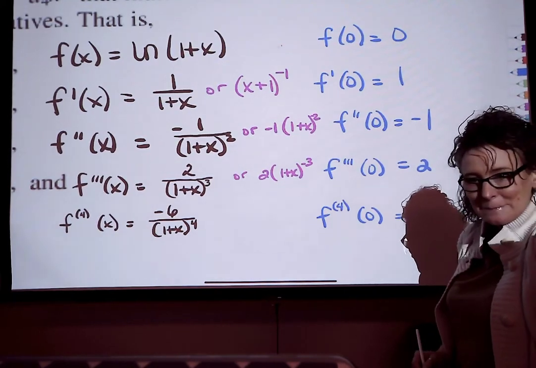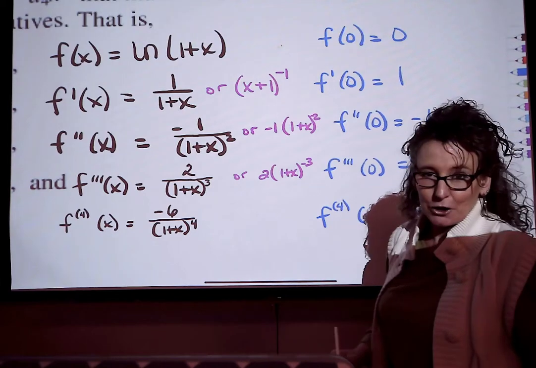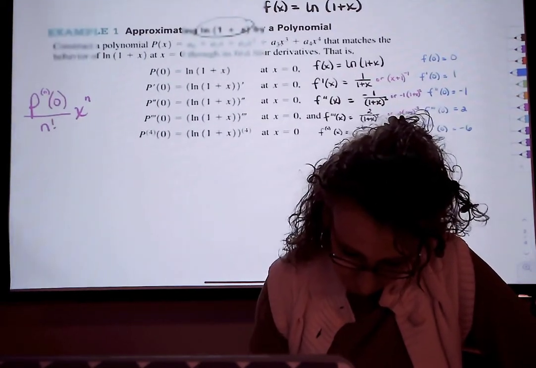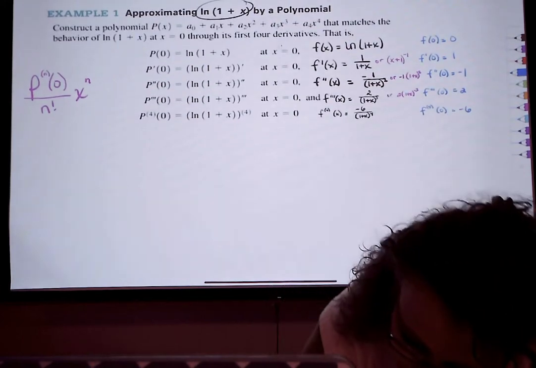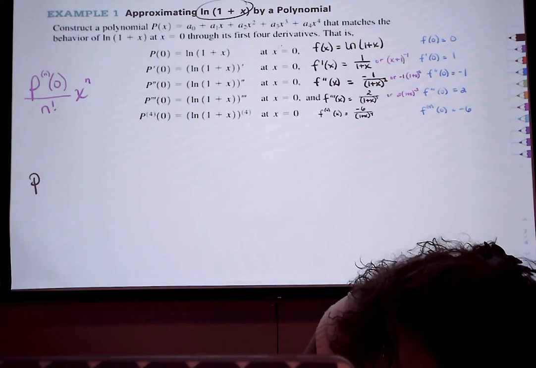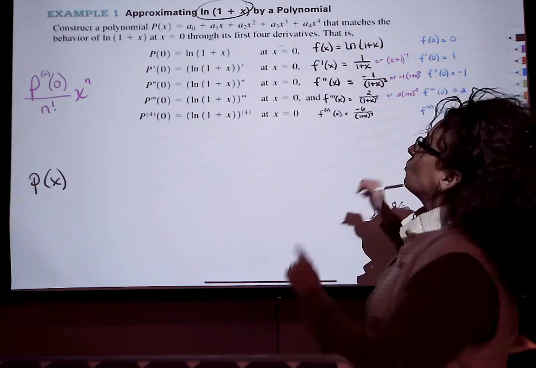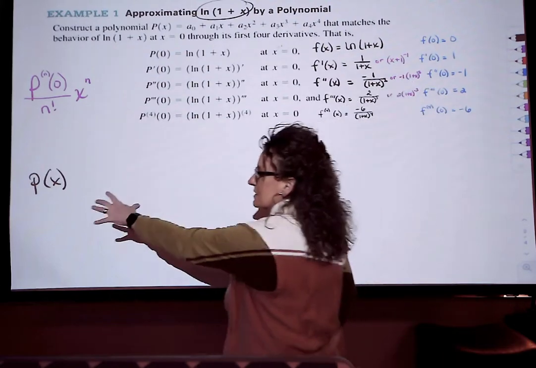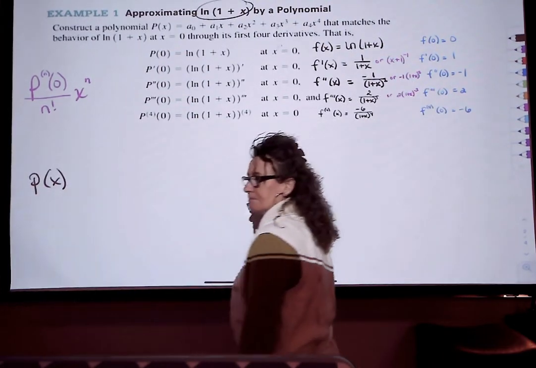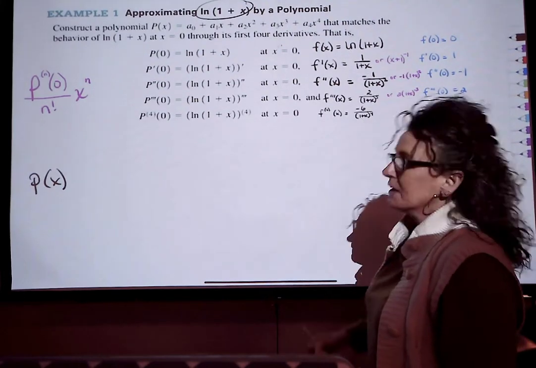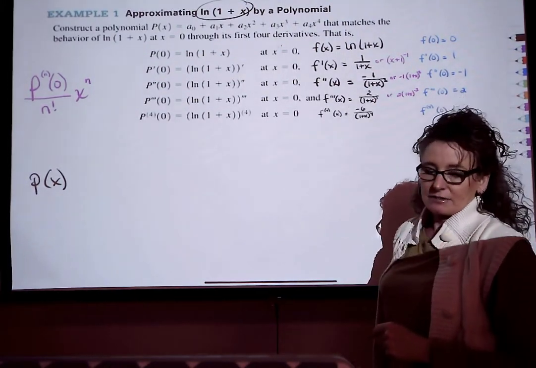Okay? Now let's see if you can create the polynomial. For the polynomial, we're going to call it p of x. I'm not going to call it f of x because we have a definite f of x. F of x is up there at the top. This is the one that's going to mimic it. This is what we have come up with that's going to mimic f of x.